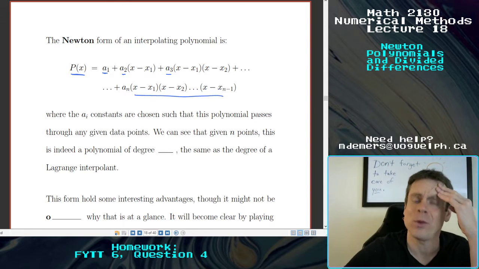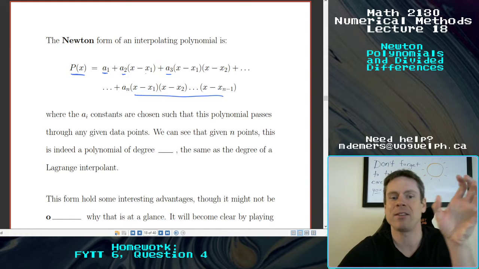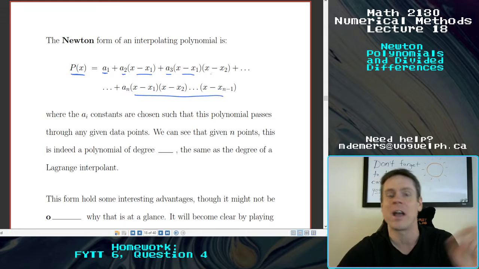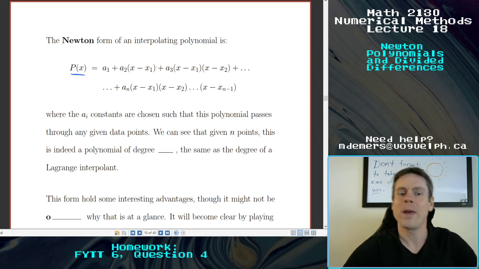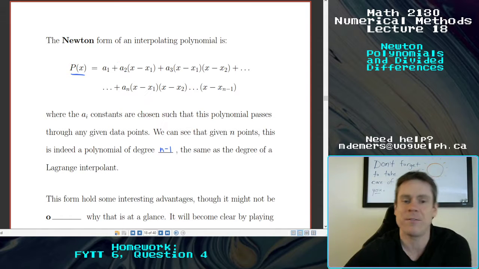But notice that we don't get powers of x minus a particular x value. We get x minus a particular x value, and then x minus another x value, and x minus another x value, and so on. So it's a little bit of an interesting way of setting this up. You're going to get a polynomial of degree n minus 1 at the end of the day. You can count that for yourself.